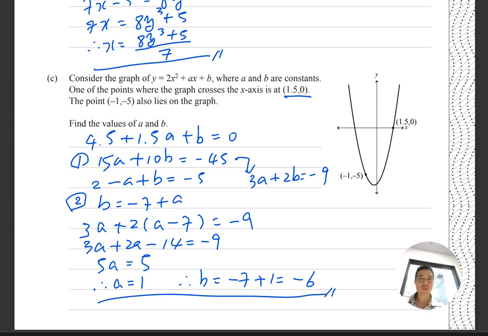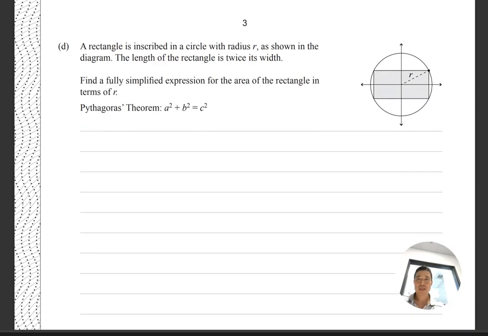Okay. And question D. So this is an interesting question. A rectangle is inscribed in a circle with a radius r as shown in the diagram. The length of the rectangle is twice its width. Find the fully simplified expression for the area of the rectangle in terms of r. Right. So I'm gonna name this x, right? So that means this is negative x, right? So altogether, the length of this should be 2x, right?